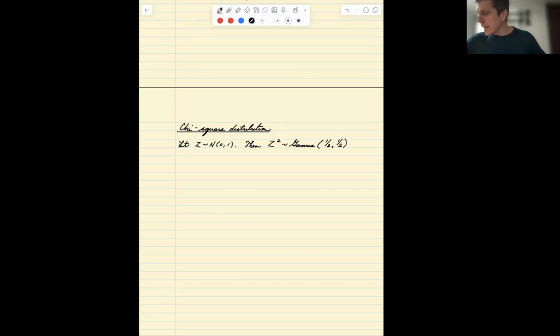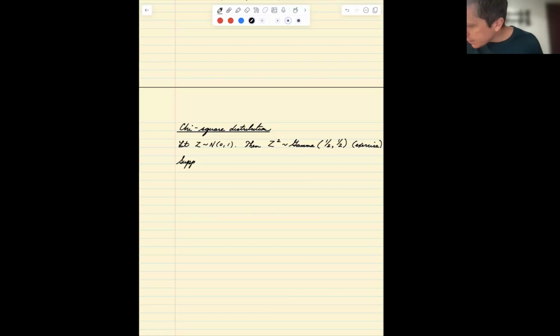If you're not comfortable with that, then you should look at that for an exercise, because it would be an application of many-to-one transformations. We'd use the change of variables formula, but we would use it in a many-to-one transformation setting. Okay. So Z squared is gamma 1/2, 1/2.